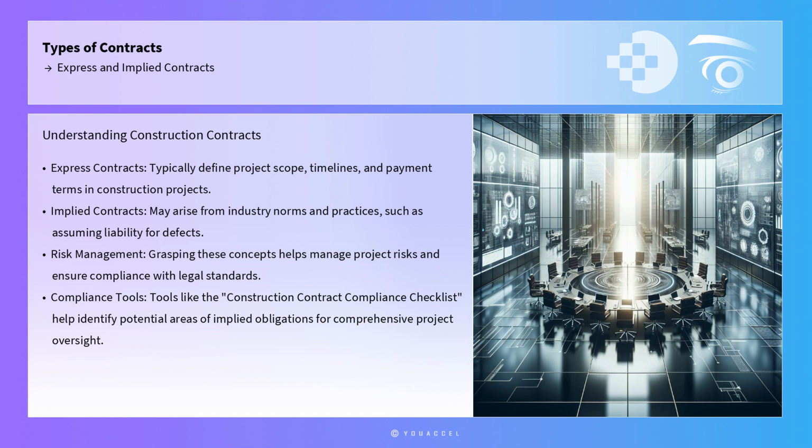In construction, express contracts typically define project scope, timelines, and payment terms. Yet, implied contracts may arise from industry norms and practices, such as assuming liability for defects. Construction professionals who grasp these concepts can better manage project risks and ensure compliance with legal standards. Tools like the Construction Contract Compliance Checklist help identify potential areas of implied obligations, ensuring comprehensive project oversight.